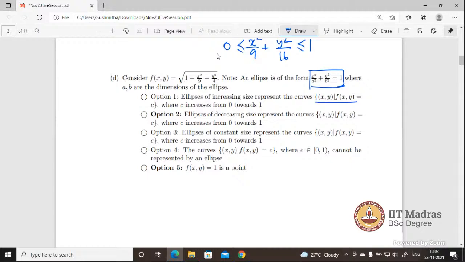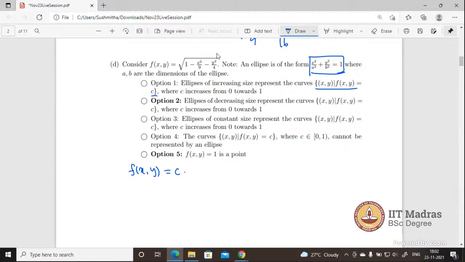Okay, let's take this set. We are considering f of x comma y is equal to c. So what can I tell from here? What is f of x comma y? It's giving a scalar, ma'am. It's given as square root of 1 minus x squared by 9 minus y squared by 4. Oh, okay, there's a different ellipse. The square root of 1 minus x squared and so on is equal to c. So from this, what can I tell?